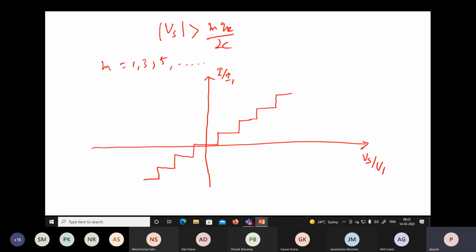So here this is basically your 2, this is 4, this is 6. Okay, so you see this V1 is nothing but QE over 2C, and I1 can be shown as QE over RTC. You remember RT is that leakage resistance we mentioned previously. So you see here m can be 1, 3, 5 etc.